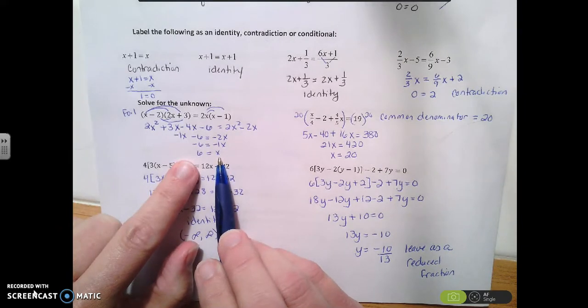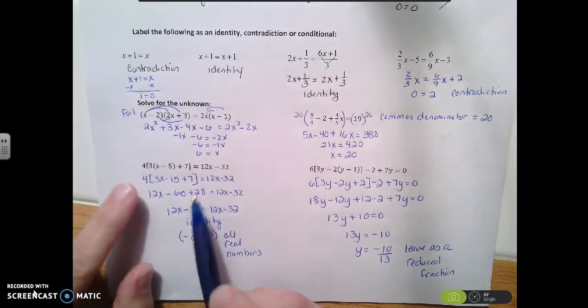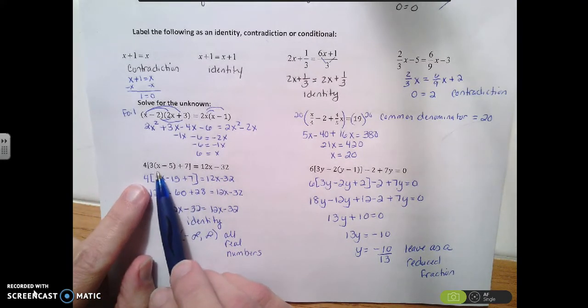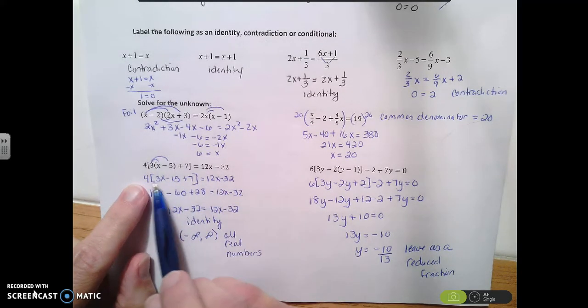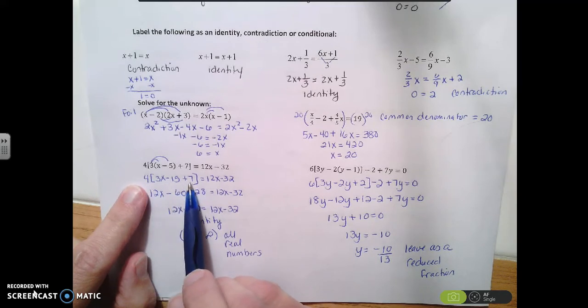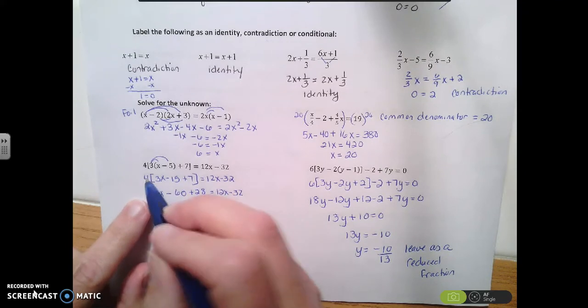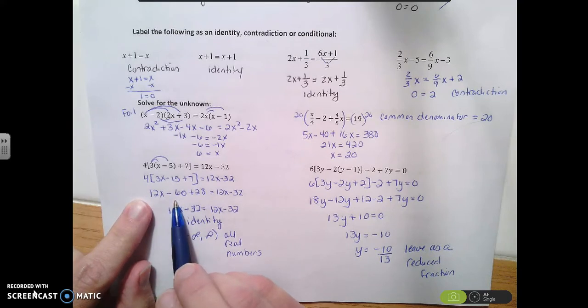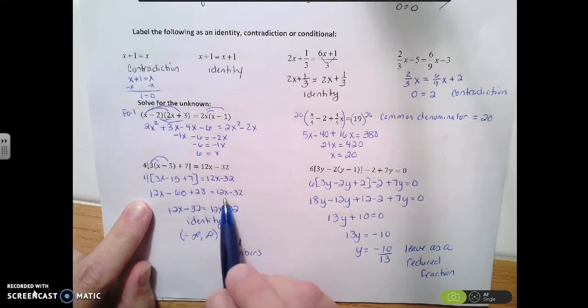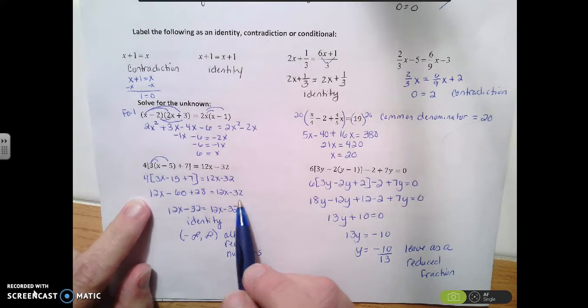So there's one solution to the problem. I'm going to go down. This next problem, I work from the inside out, so I'm going to distribute the 3 inside. So I end up with 4 on the outside, 3x minus 15, that plus 7 continues down. Then I need to distribute the 4, so I get 12x minus 60 plus 28, 12x minus 32.